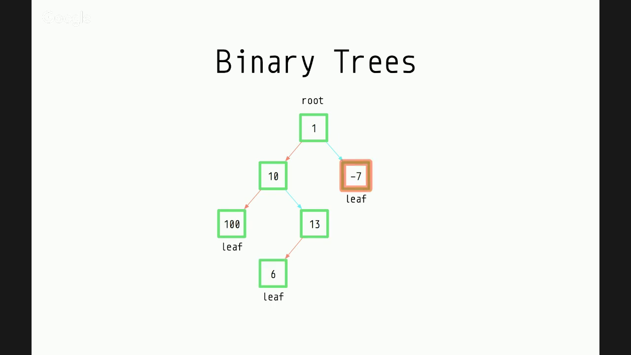I should back up with some nomenclature here. So there's the root node. These are nodes, and nodes have two children, a left child and a right child. And the node above, for instance, 10 here, is also called the parent of 10. And any nodes without any children are called leaves. That's the standard nomenclature for this stuff.